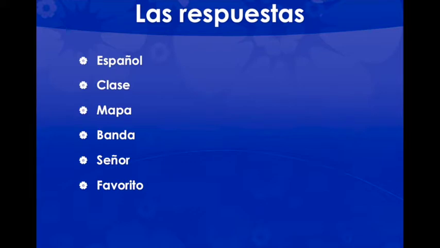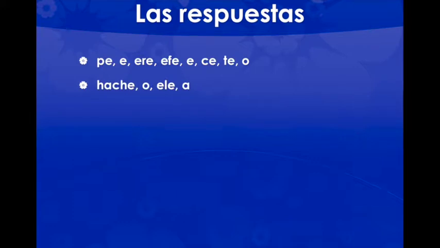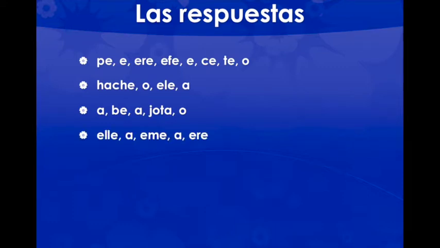Favorito, F, A, B, O, R, I, T, O. To spell out the word perfecto, it would be P, E, R, F, E, C, T, O. Hola would be H, O, L, A. Abajo, A, B, A, J, O. Llamar, L, L, A, M, A, R.